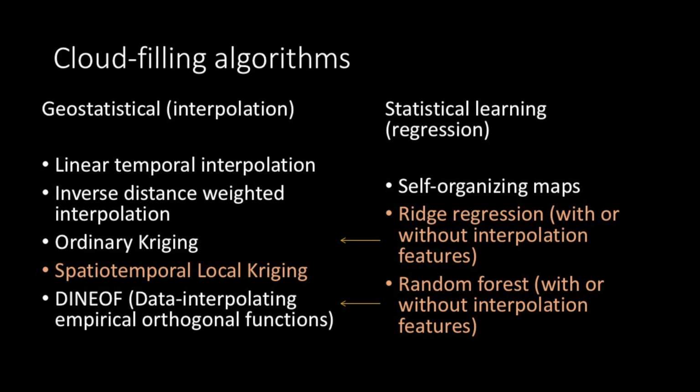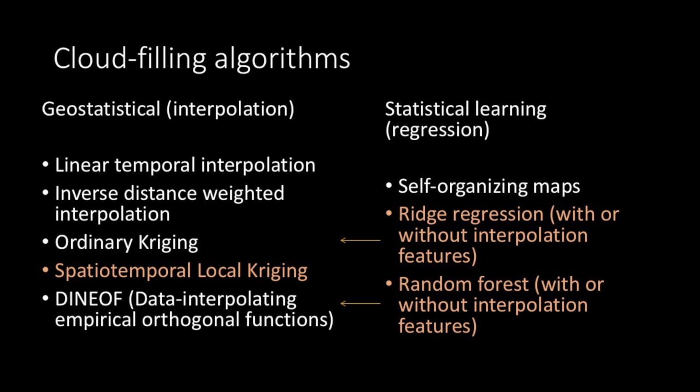So interpolation algorithms make use of the temporal and spatial structure of the chlorophyll data, or whatever variable we're interested in, themselves. So they predict chlorophyll under the clouds based on adjacent cloud-free locations, and by adjacent I mean adjacent in space, adjacent in time, or both.